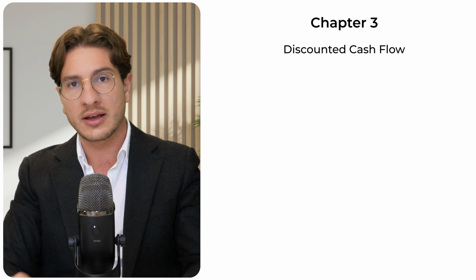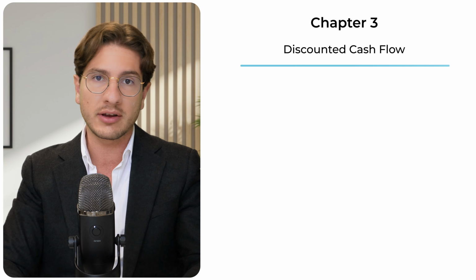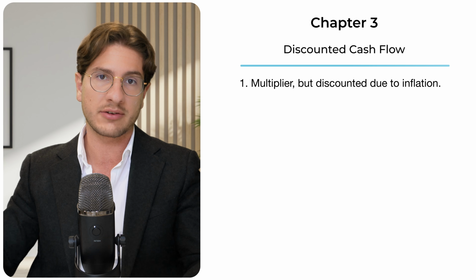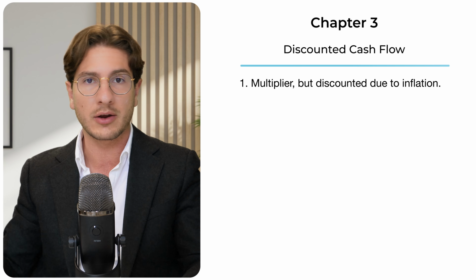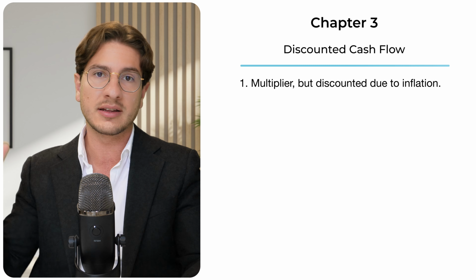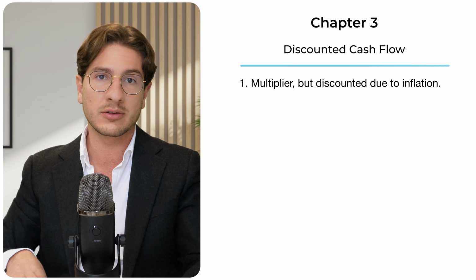Fantastic. Moving on to chapter 3, which is the discounted cash flow method. So typically, this tries to estimate the future cash flow of a business, even on a multiplier basis, as we just discussed, and then it discounts those earnings back to present value.